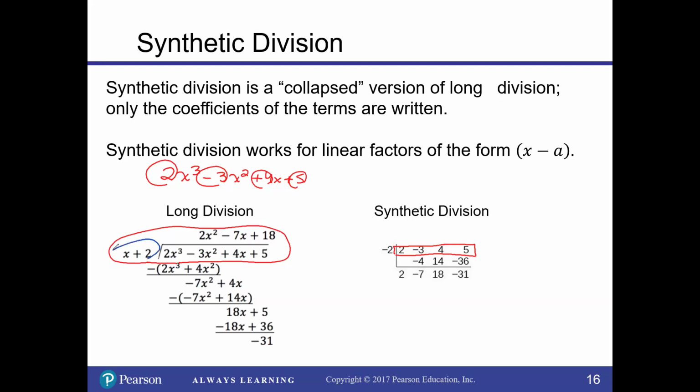Then what we do is this factor here that I'm interested in, x plus 2. So this goes back to those zeros. If x plus 2 is equal to 0, that would mean x is equal to -2. So what we put out here is that -2.